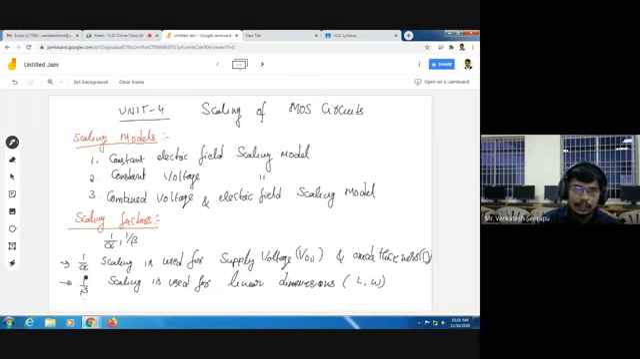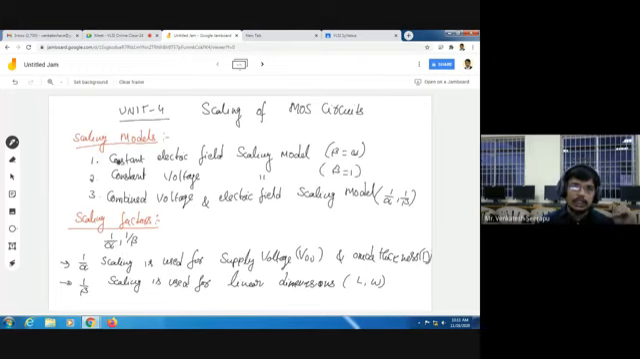For the combined voltage and electric field scaling model, we use both 1 by alpha and 1 by beta. For the constant electric field model, we use beta equal to alpha. And for the constant voltage scaling model, we use beta equal to 1.